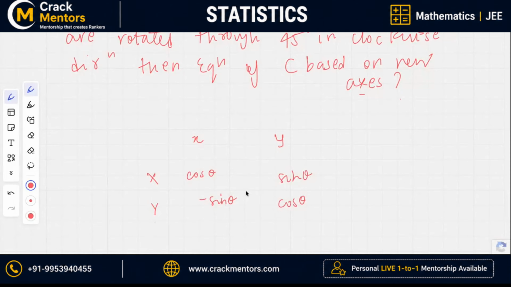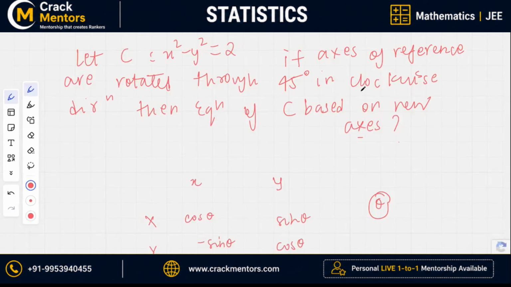Also, theta has a sign to it, right? So what does clockwise mean in mathematics? Negative, right? This is from your trigonometry knowledge. Clockwise means negative, anti-clockwise means positive. So 45 clockwise, theta would be what? Minus 45, which is minus pi by 4.